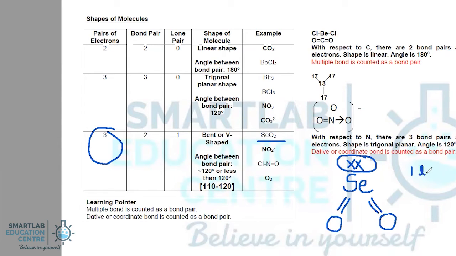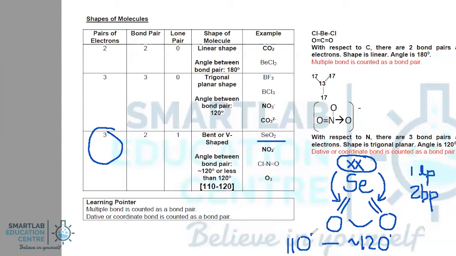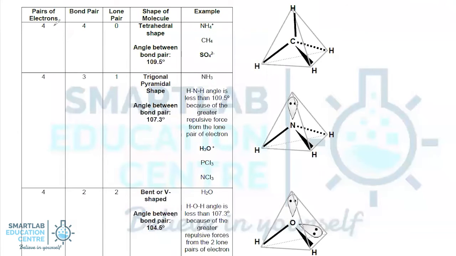So with 1 lone pair, 2 bond pairs, the lone pair, which has a higher charge density, exerts greater repulsion force on the bond pair. Therefore, as a consequence, this angle here would have to be less than 120 degrees. To be more specific, the angle actually is from 110 degrees to less than 120 degrees. Next example we look at is for 4 electron pairs.